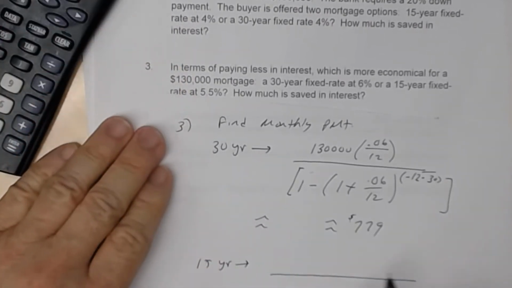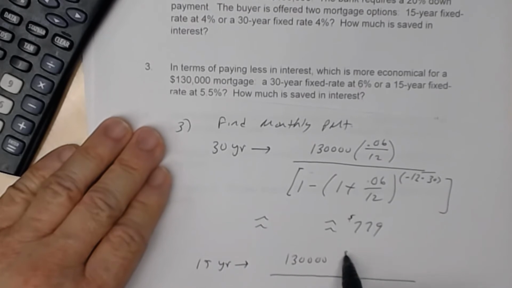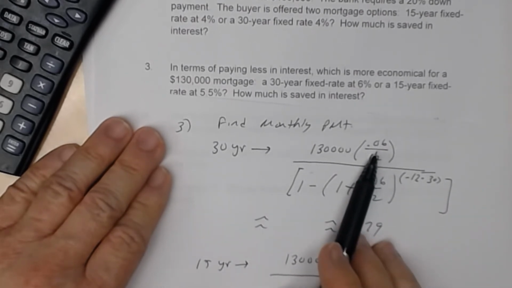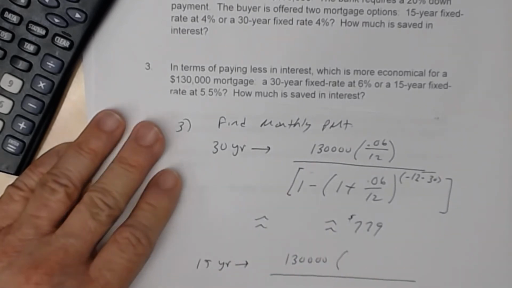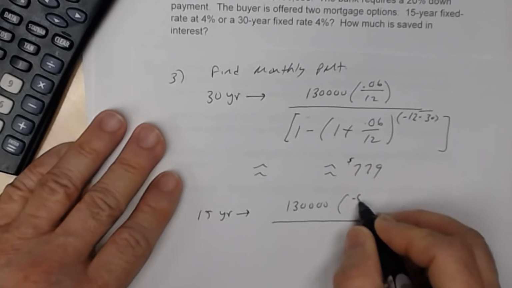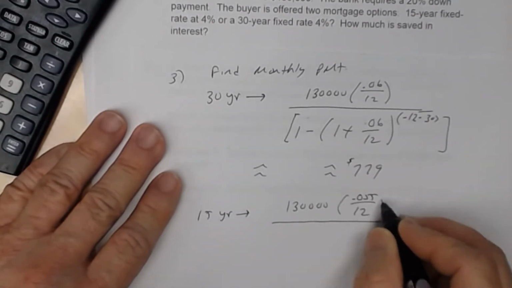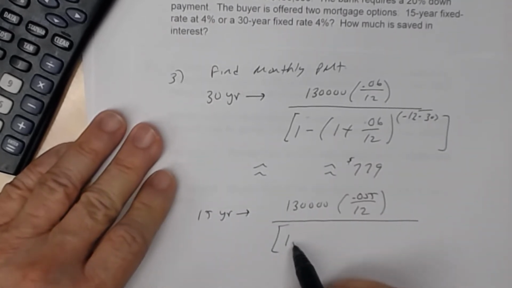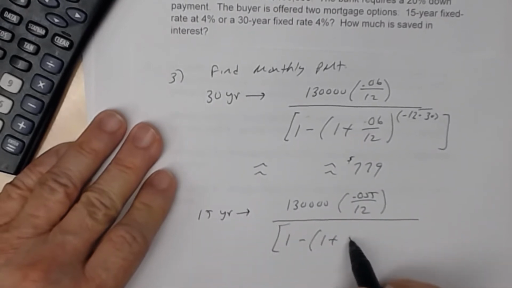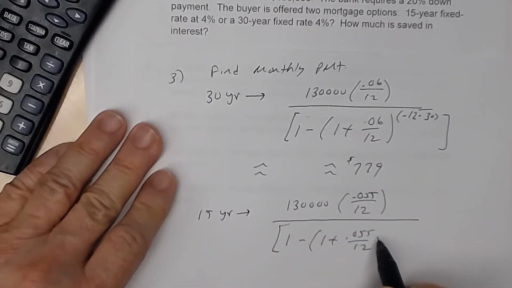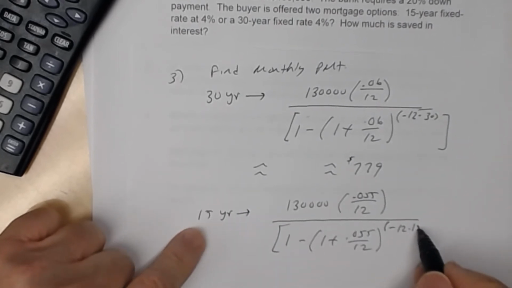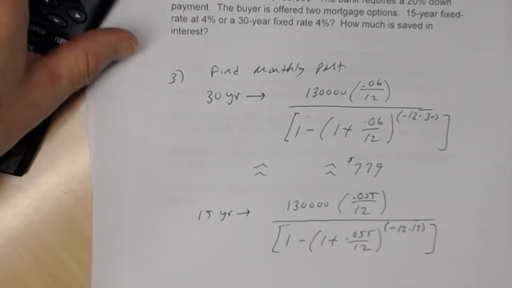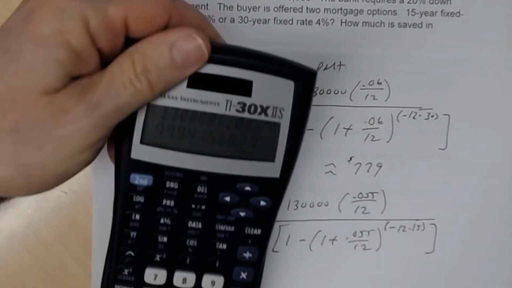So the 15-year, we're still doing $130,000, except this time the rate is a different rate. So 5.5%. Remember, 5.5% is 0.055. Okay, 12 installments divided by bracket 1 minus, parentheses 1 plus, 0.055 divided by 12. All right, now the exponent. Parentheses negative 12 times the time now is 15. And then bracket. All right, so let's see what my monthly payment for the 15-year will be.